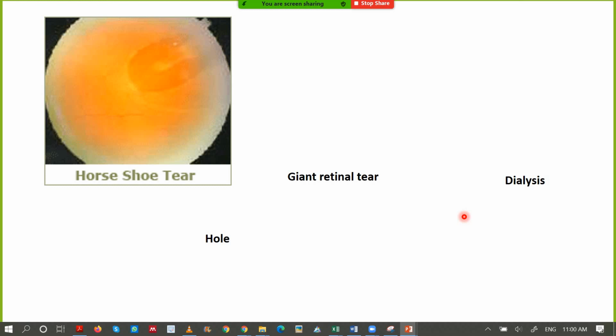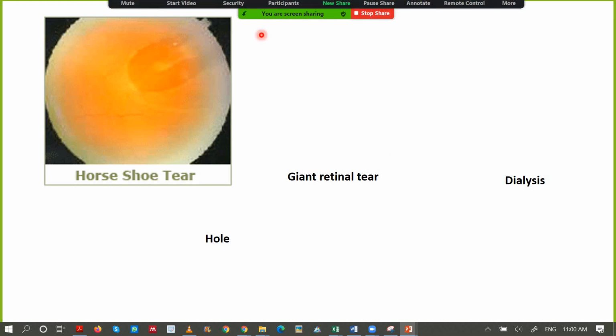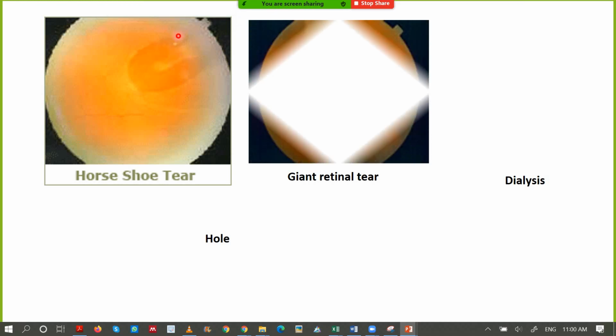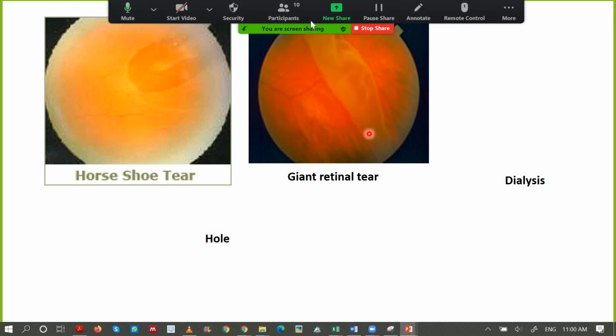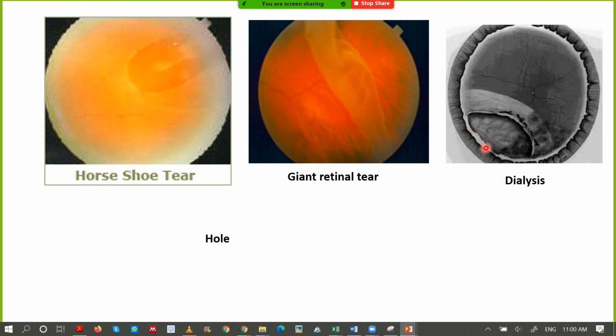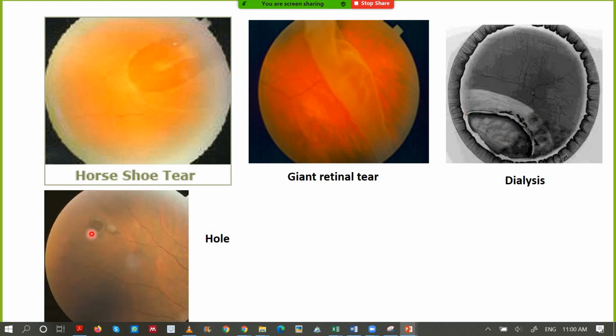Okay, so I think you can see the images here. So here is a horseshoe shaped retinal detachment. See here, the entire retina is being detached, the entire retina is torn off. When it comes to dialysis, see here, at the corner there is a hole. I think this is a hole, almost an operculated retina. I think you are familiar with the images, and this is what you have to remember for your classification of a tear.